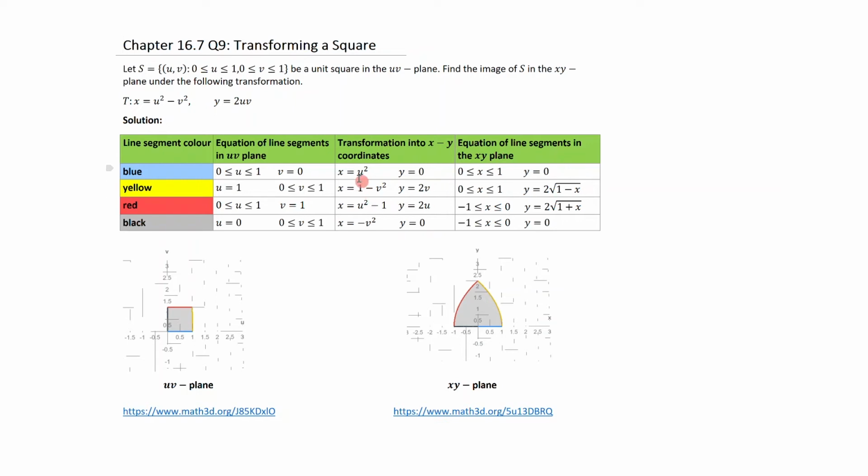We're given here that X is equal to U squared, but U ranges from 0 to 1, which means X ranges from 0 to 1, and Y equals 0. In this case, X equals 1 minus V squared, and V ranges from 0 to 1, and so that means the X value will range from 0 to 1 as well. However, now we have to figure out, well, what is Y going to be?